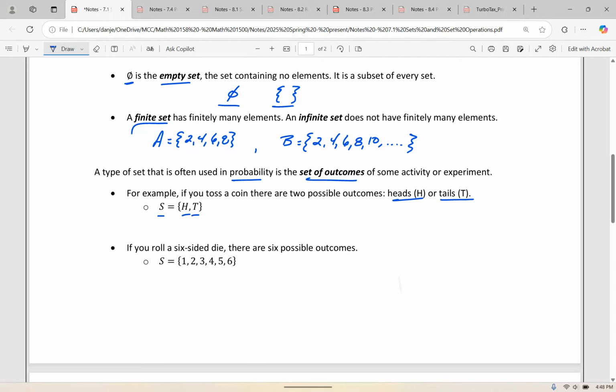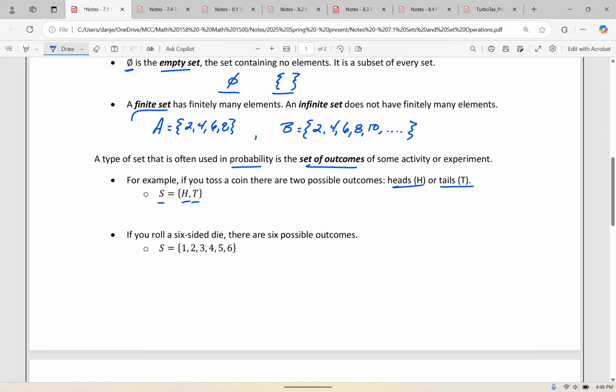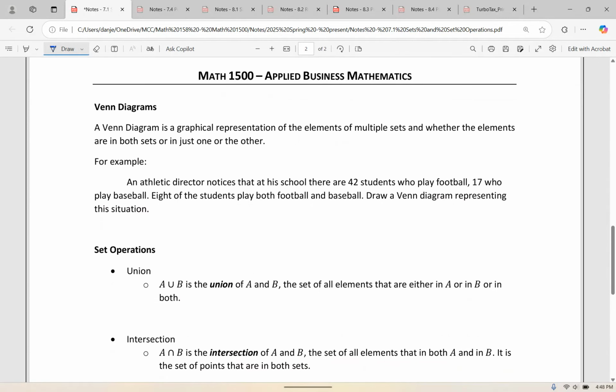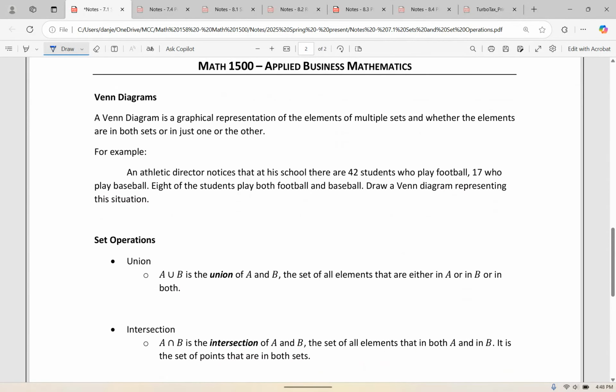If I roll a six-sided die, there are six possible outcomes. So S is the set of possible outcomes. I get a 1, 2, 3, 4, 5, or 6. So that would be the set of possible outcomes. Okay. Another thing that we look at when we talk about sets is Venn diagrams. Venn diagrams are a great way to represent data and information.